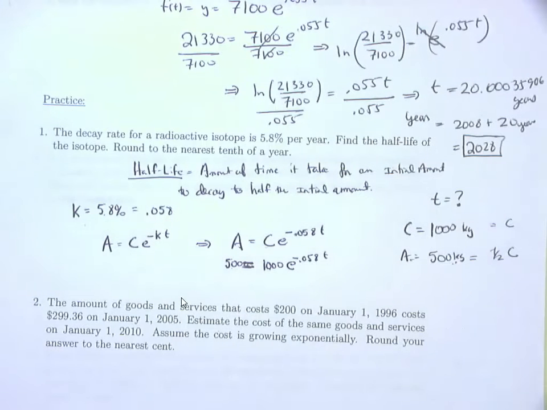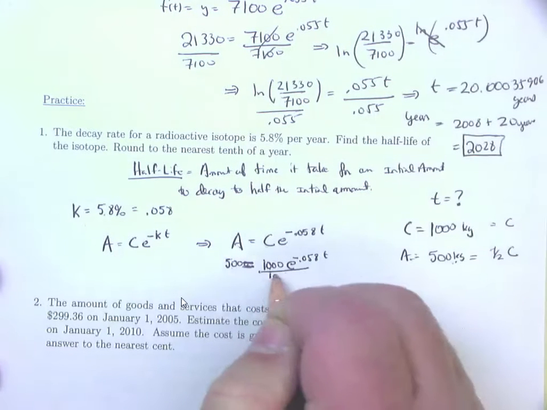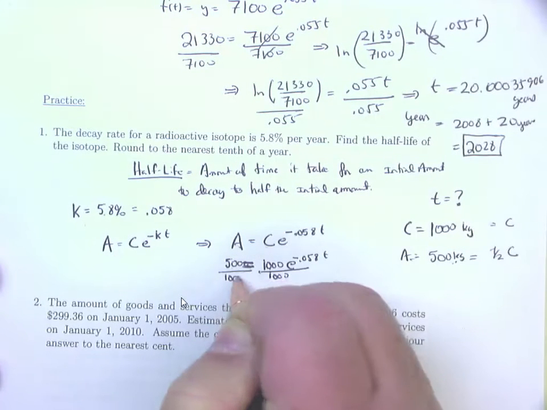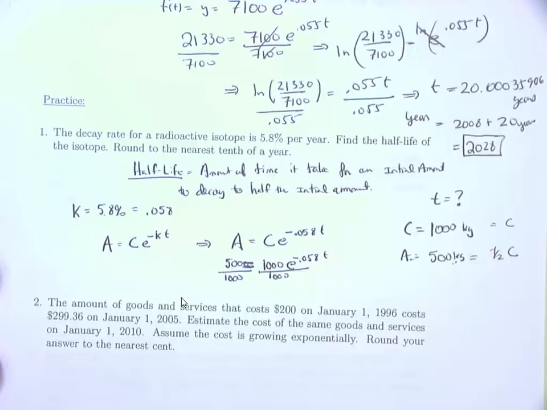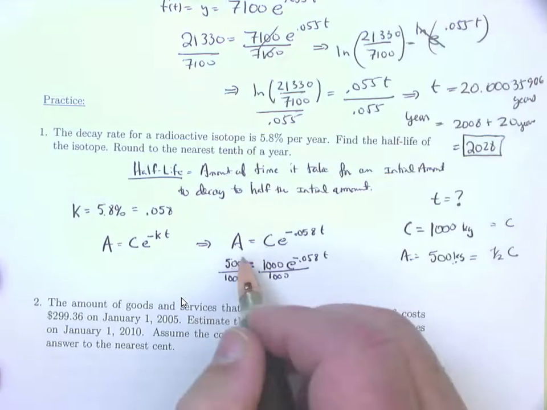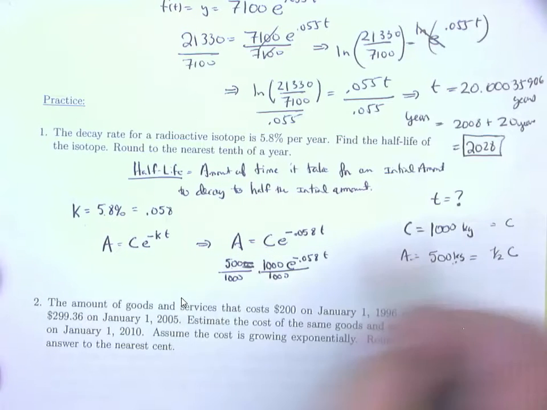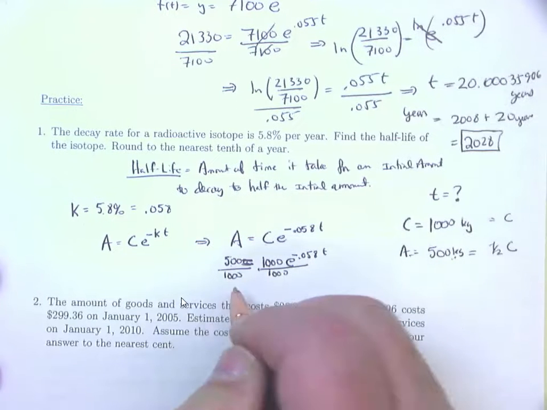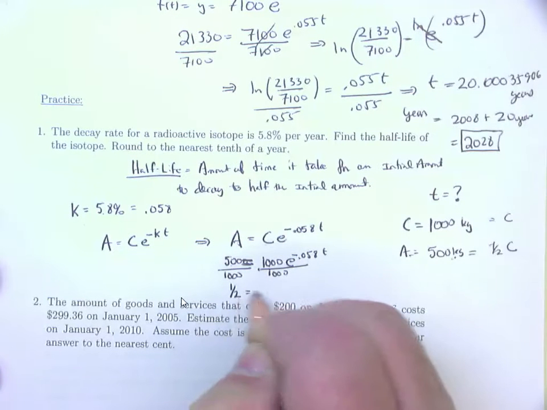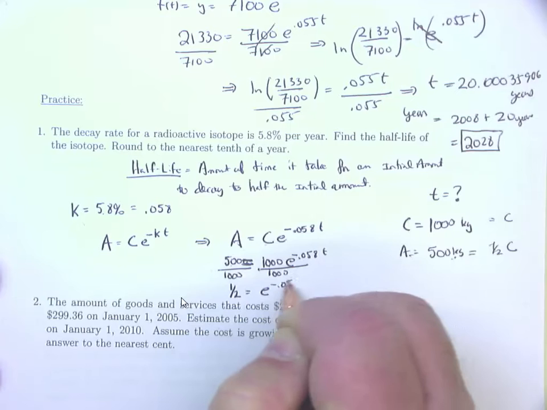So what's your first move? What's always your first move? You want to divide. Get the e term by itself. Isolate your victim. Divide by 1,000. When you take that 500 and divide by 1,000, what do you get? 1/2, the half-life. And that's what I'm saying. If this A was half C, and this was just C, and you divide by C, the C's cancel, and the half will show up. e to the negative 0.058 t.